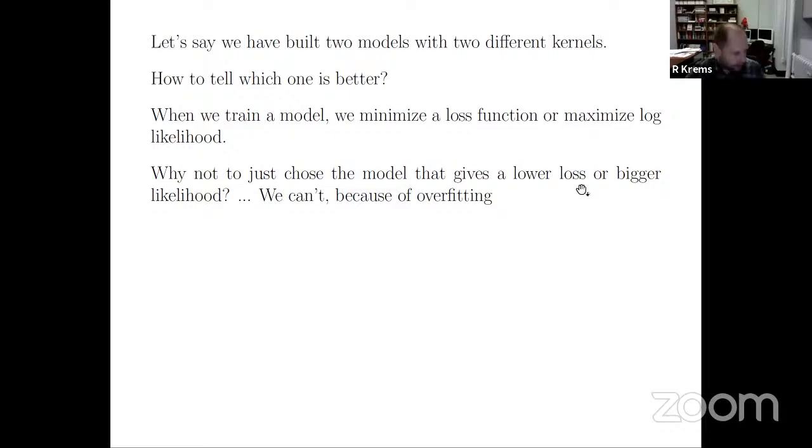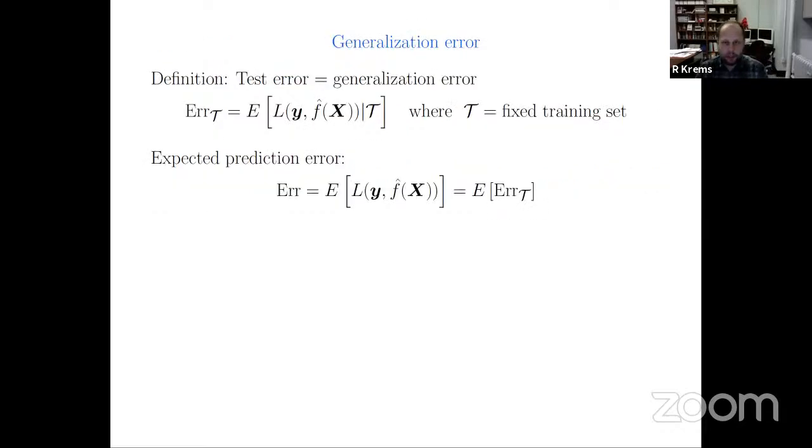And I was going to take maybe 5 or 7 minutes to actually talk a little bit about the generalization error and about the bias variance trade-off, because these are actually central concepts in machine learning. So let's do that. So the generalization error is really what we are after when we build models.